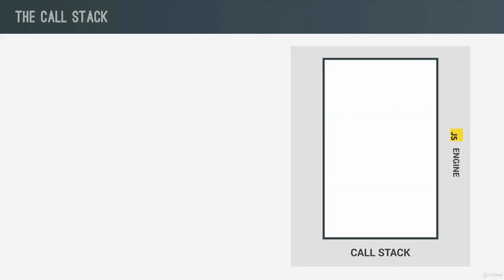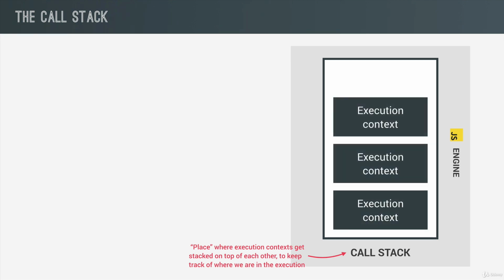And remember that the call stack, together with the memory heap, makes up the JavaScript engine itself. But what actually is the call stack? Well, it's basically a place where execution contexts get stacked on top of each other in order to keep track of where we are in the program's execution. So the execution context that is on top of the stack is the one that is currently running. And when it's finished running, it will be removed from the stack and execution will go back to the previous execution context.